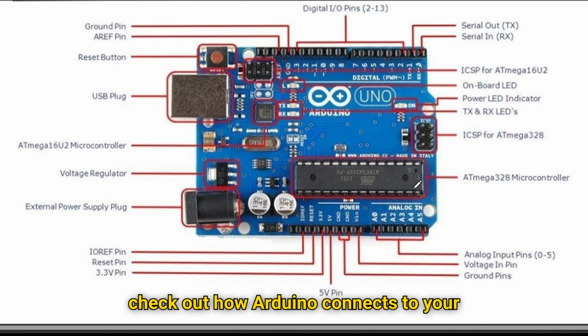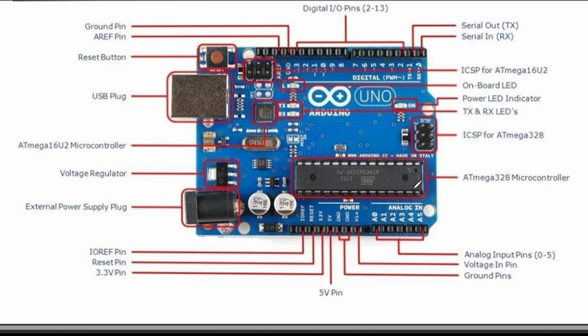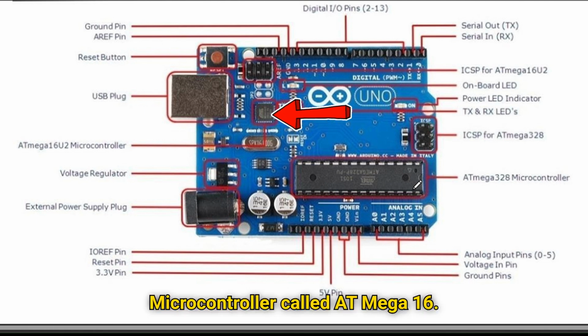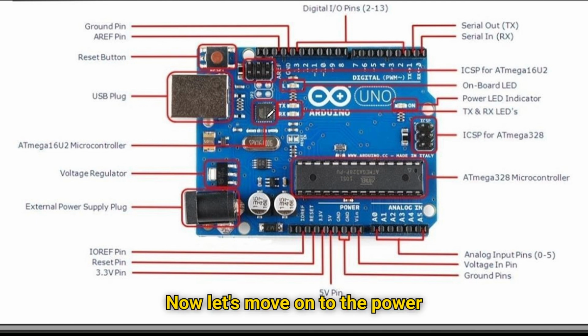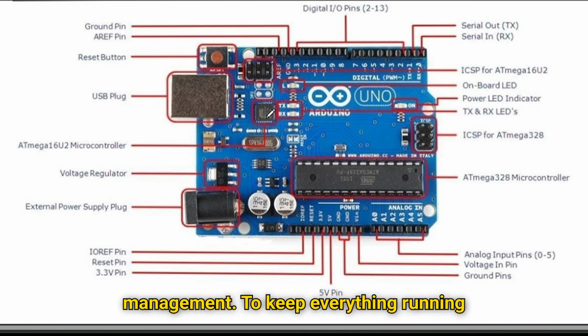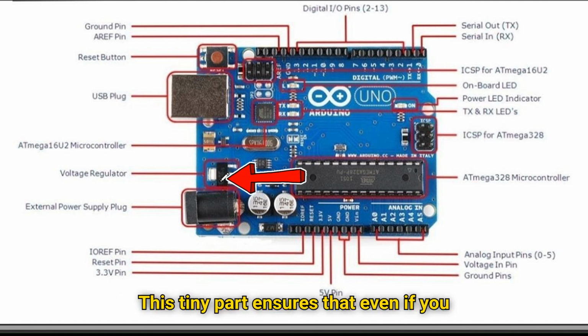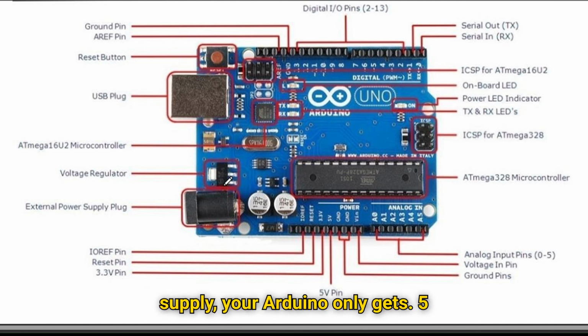After that, let's check out how Arduino connects to your computer. For that, we have a small microcontroller called ATmega16U2. This one acts like a translator. Now, let's move on to the power management. To keep everything running safely, we have the voltage regulator. This tiny part ensures that even if you plug in a 9 volt or 12 volt power supply, your Arduino only gets 5 volt or 3.3 volt, which it needs.